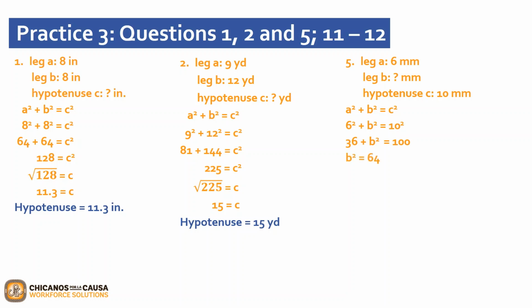But what we do on one side, we have to do on the other. So 100 minus 36 gives us a total of 64. So we have B squared equals 64. And when we simplify it even more, we have the square root of 64. So B equals the square root of 64, giving us an answer of 8. Therefore, the leg B equals 8 millimeters.